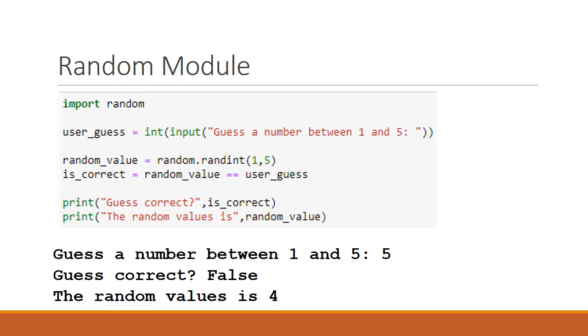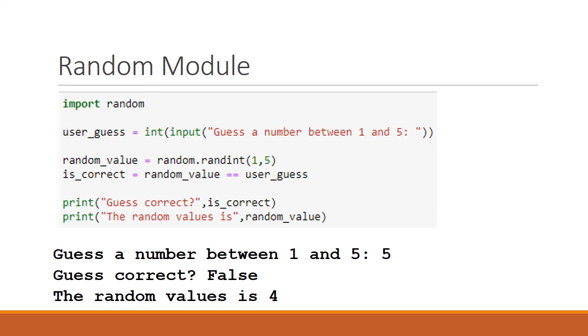So we import the random module. Then we use the input function to ask the user to guess a number between 1 and 5. The user enters a value, we convert it to an integer, and assign it to the variable user guess. Next, we're going to generate a random integer between 1 and 5, and we're going to assign that random value to the memory location or variable random value.